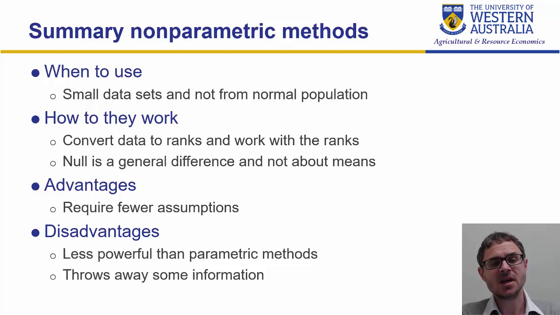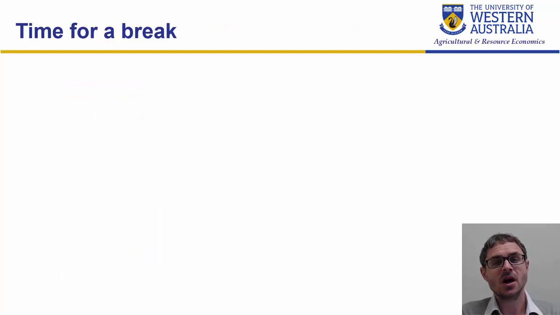So if parametric tests are valid, you would always want to use them. The catch is that if the assumptions of the parametric model are not valid, then it would be inappropriate to use them. Hence, you need to use something like a non-parametric method. And that is an opportune time for a break.